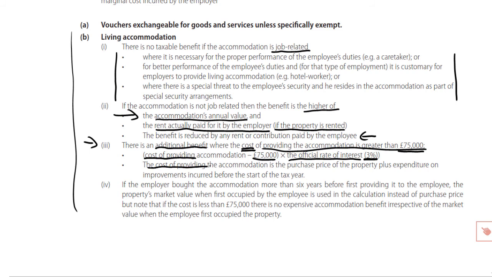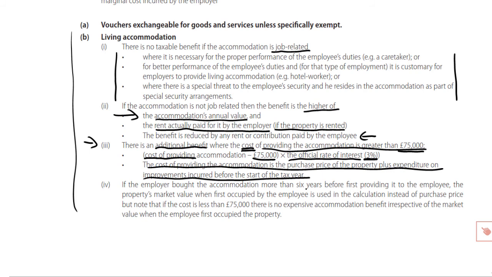Now, the cost of providing the accommodation is the purchase price of the property plus expenditure on improvements incurred before the start of the tax year. So in working out that cost figure, the original cost plus maybe since acquisition, the company has then built a garage on it, put a conservatory on it, put an extension on it. If those additional enhancement, improvement, those capital costs have been incurred prior to the start of this tax year, then we add those in working out the expensive accommodation benefit.